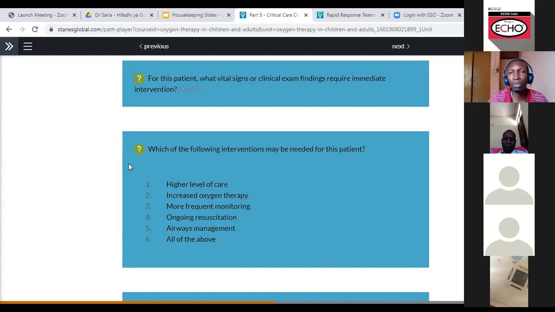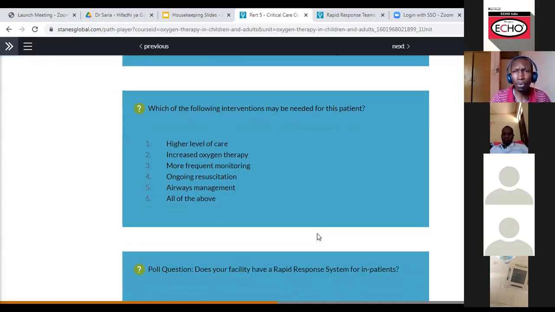Increased oxygen supply, we have all agreed. More frequent monitoring, we have all agreed that this patient will need closer and ongoing resuscitation, yes, for sure. And airway management, you have already said by yourself that probably we need to secure the airway, maybe even by intubation and put the patient on the vent. So I think we'll agree that all of the above are correct. It should be possible to do them for this particular patient. Can we scroll up further?